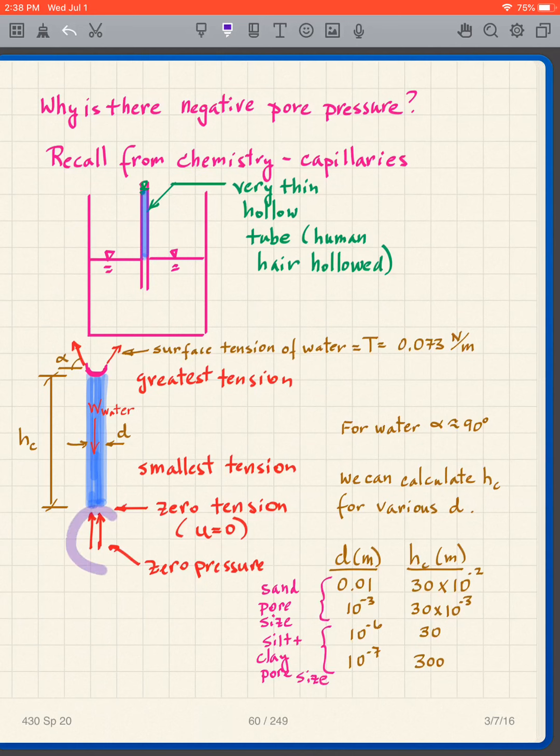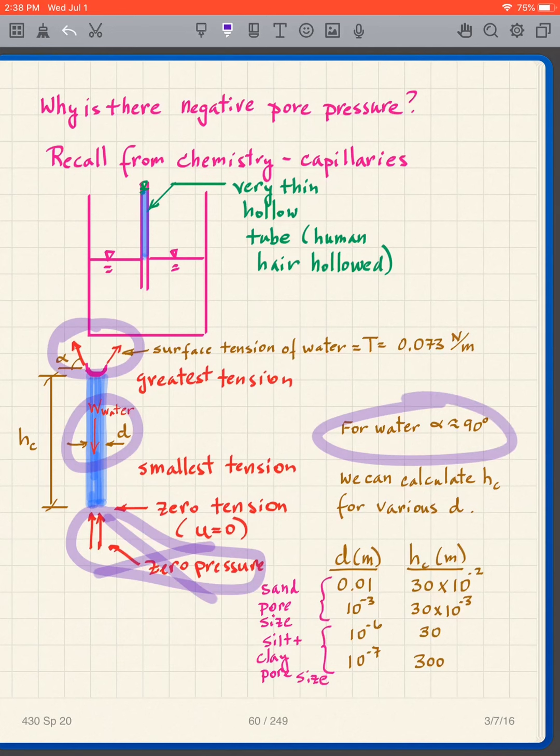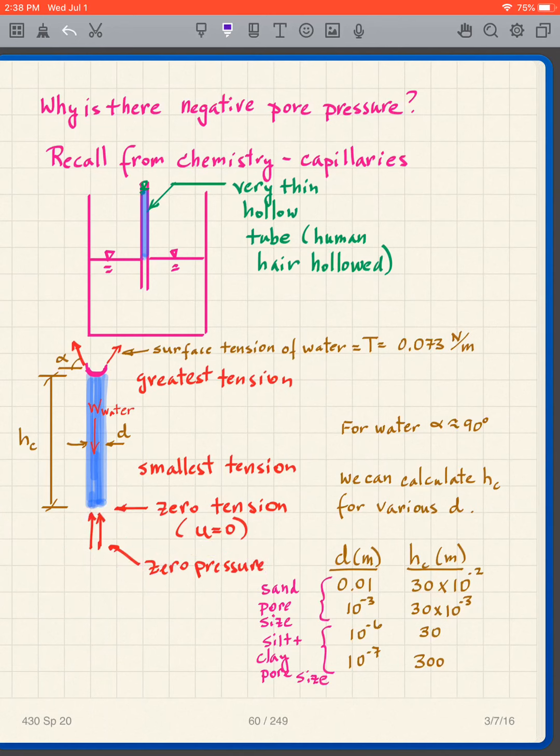So right there, I've got 0 pressure. So I can basically just ignore it, 0. So what happens is that this tension, the way to look at that, that's going up. This way the water is going down. And let me just note that for water, the alpha is approximately 90 degrees. So I didn't draw it quite as well as I could have.